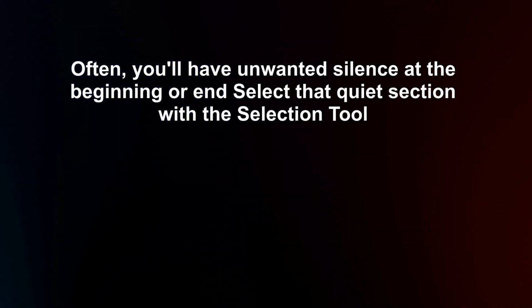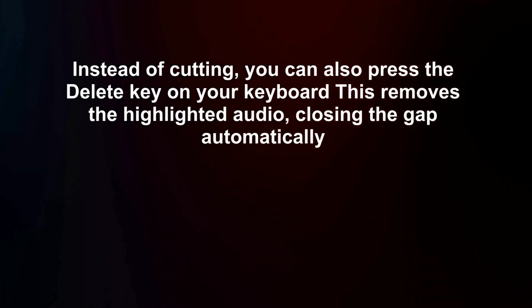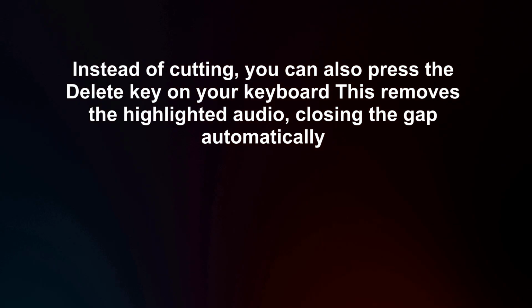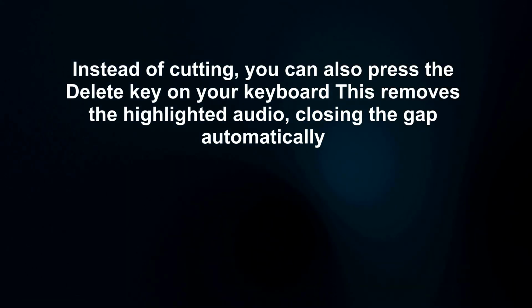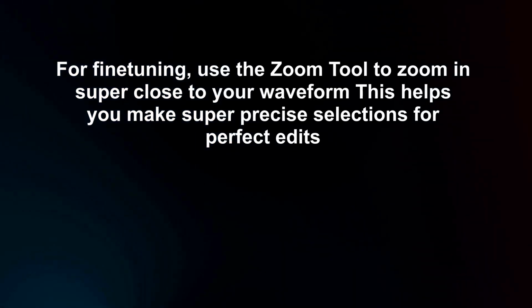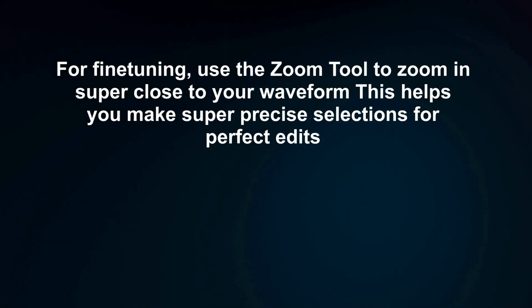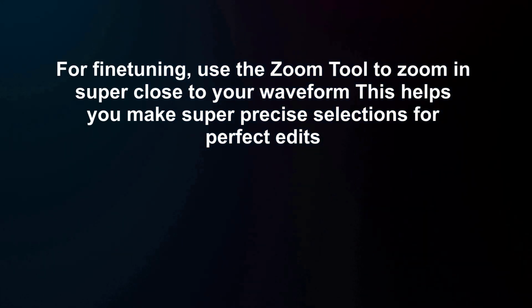Select that quiet section with the selection tool. Instead of cutting, you can also press the Delete key on your keyboard. This removes the highlighted audio, closing the gap automatically. For fine-tuning, use the Zoom tool to zoom in super close to your waveform. This helps you make super precise selections for perfect edits.